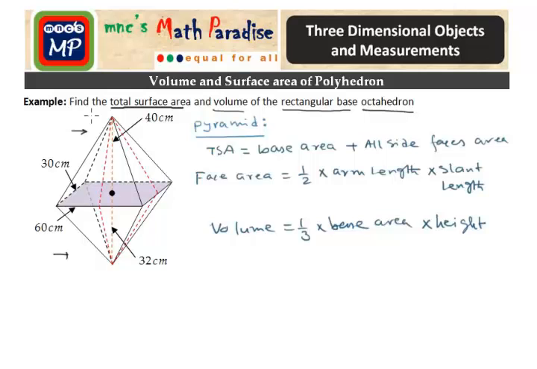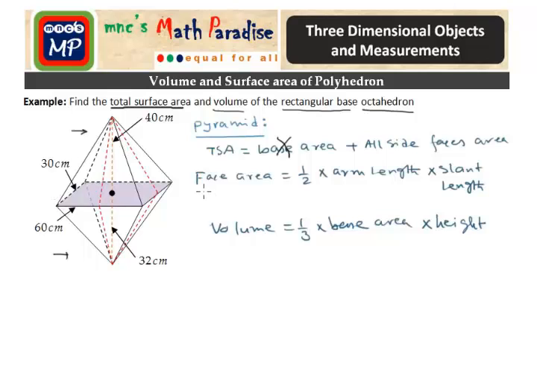To calculate the total surface area of this octahedron, this base area is not exposed, so we will not consider that. We will just calculate the top 4 faces and bottom 4 faces, that is all side faces, a total of 8 faces. Now another thing is, this base is a rectangle, so it's not a regular polygon. So we will be calculating each face on its own individual merits.